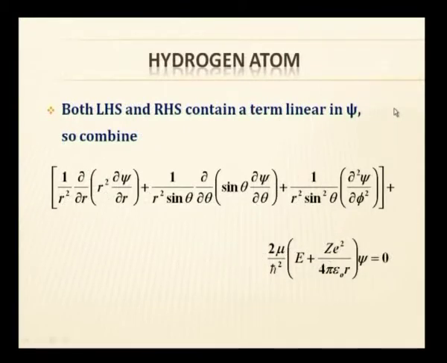Both the left hand side and right hand side contain a term linear in psi. So, by combining these two you can have an expression of this kind, right. You have 2 mu by h bar square into E plus z e square by 4 pi epsilon naught r, into psi. Okay. Then a very important step is the following.